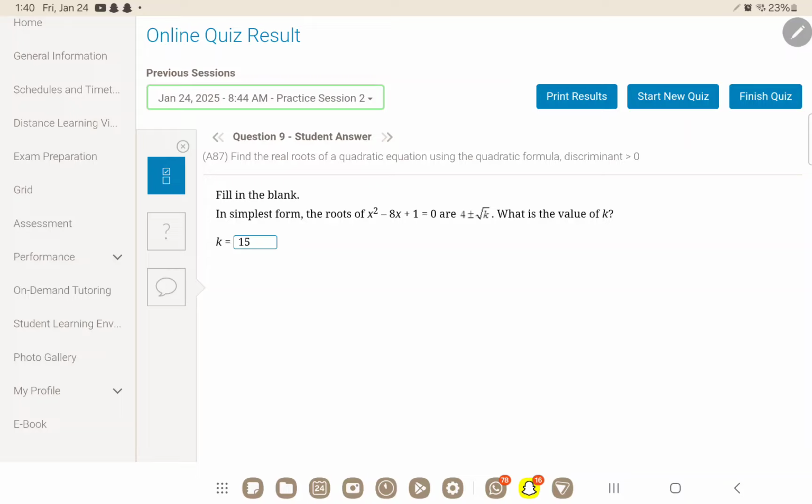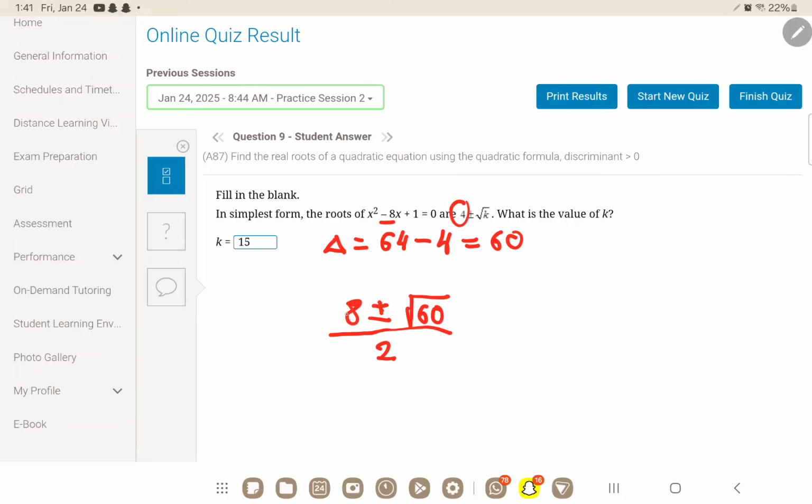Now, next question, which is almost the exact same thing. We need to find delta, so b squared 64 minus 4 times 60. Now, negative b, so b is negative 8, so negative 8 is 8 plus minus radical 60, over 2 times the coefficient of x squared, which is 1, so 2 times 1 is 2. Now we need to make it 4. The only way to make this 4 is by factoring it out with whatever is 60. 60 is made out of 15 times 4.